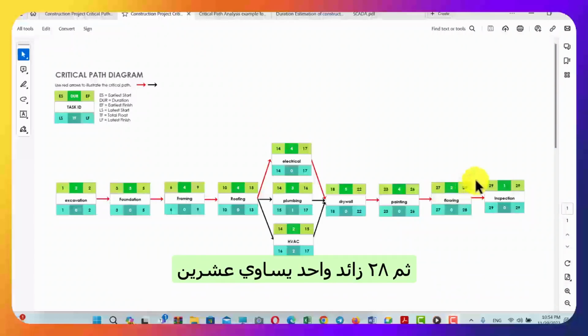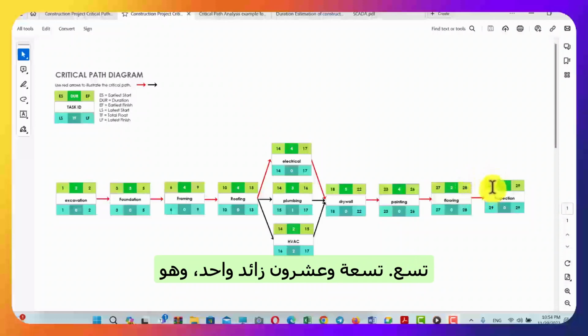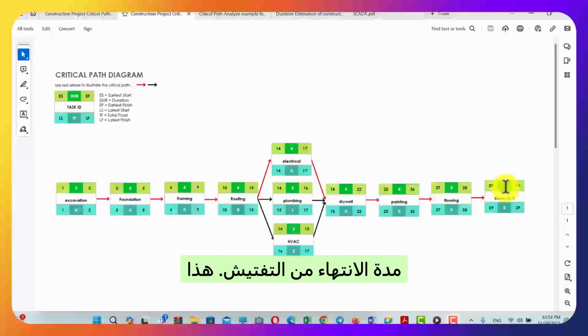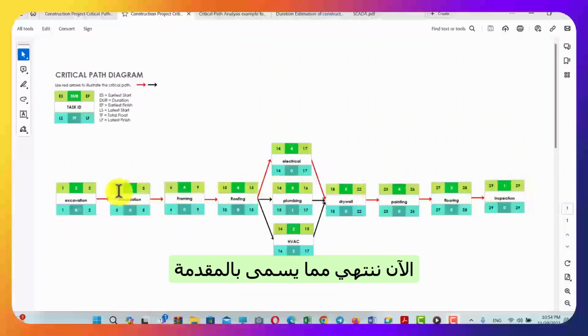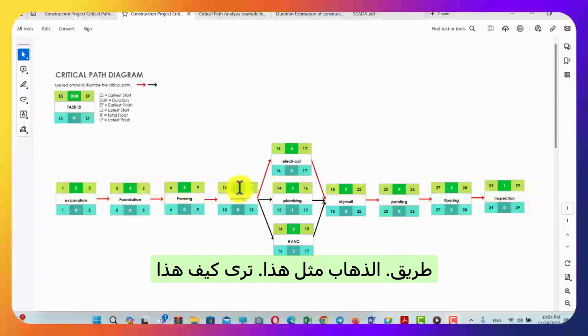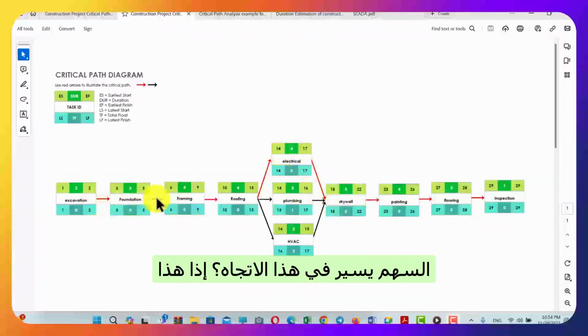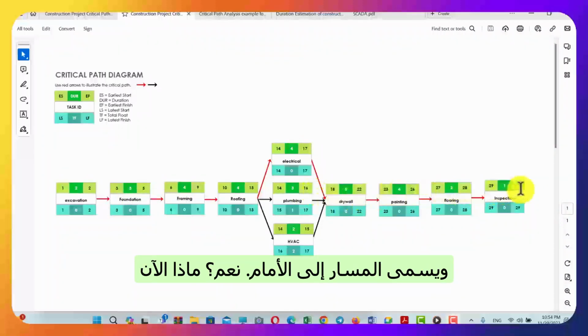Then 28 plus 1 is 29. 29 plus 1, which is the duration of finishing and inspection, is 30. 30 minus 1 is 29. Now we have finished what is called the forward path. Going like this, you see how this arrow is going in this direction. So this is called the forward path.